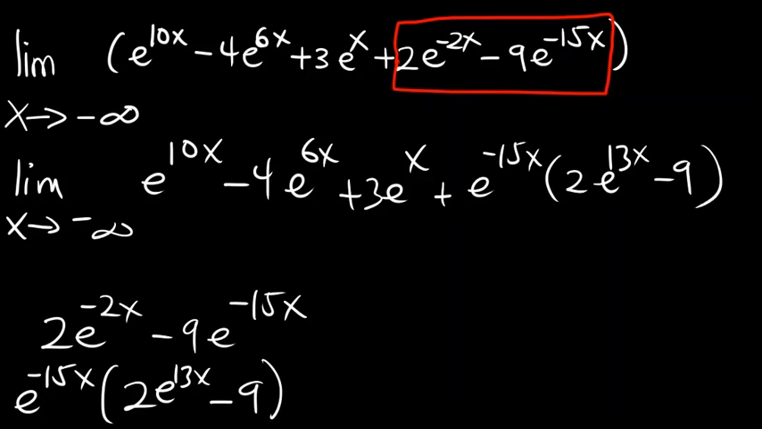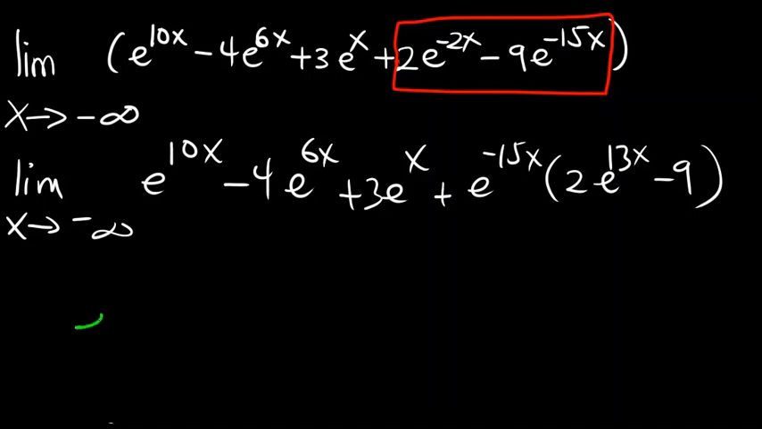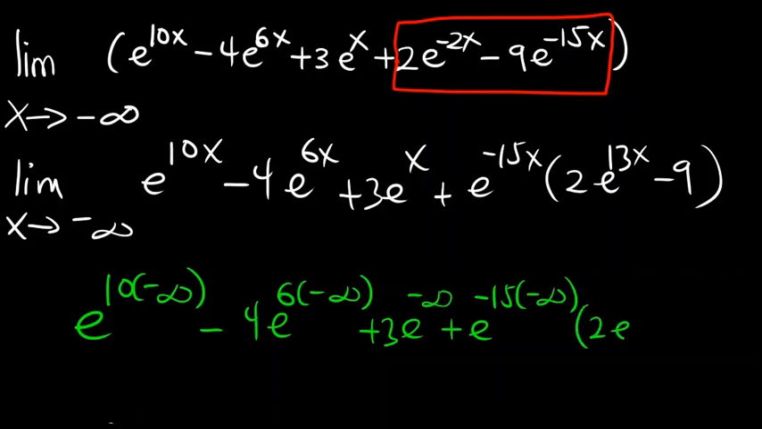Okay, so now let's try the direct substitution again and see what you are going to get. So for the direct substitution, we are going to have e to the power 10 multiplying minus infinity, minus 4 times e to the power 6 multiplying minus infinity, plus 3 times e to the power minus infinity, plus e to the power minus 15 multiplying minus infinity, bracket open, 2 times e to the power 13 multiplying minus infinity minus 9.